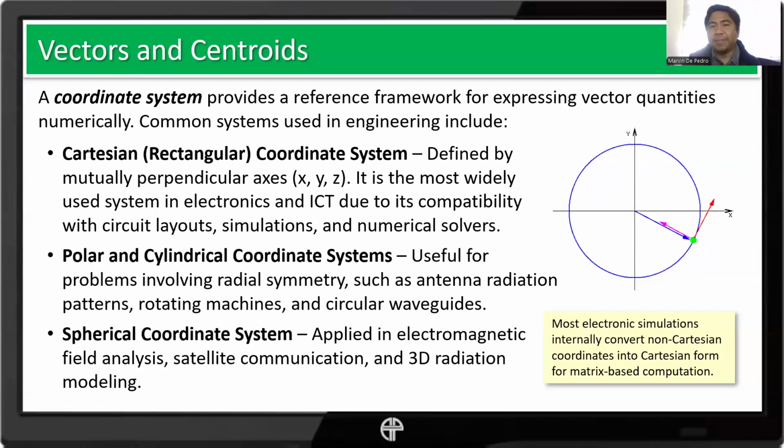Okay, they have their matrix forms because that's what our computers can understand. When we input our vectors in terms of matrices, the computer will then convert them, of course, into binary, and then they can process it. Okay. So again, polar, cylindrical, spherical, we convert them into Cartesian, and then Cartesian, we convert it to matrix form.